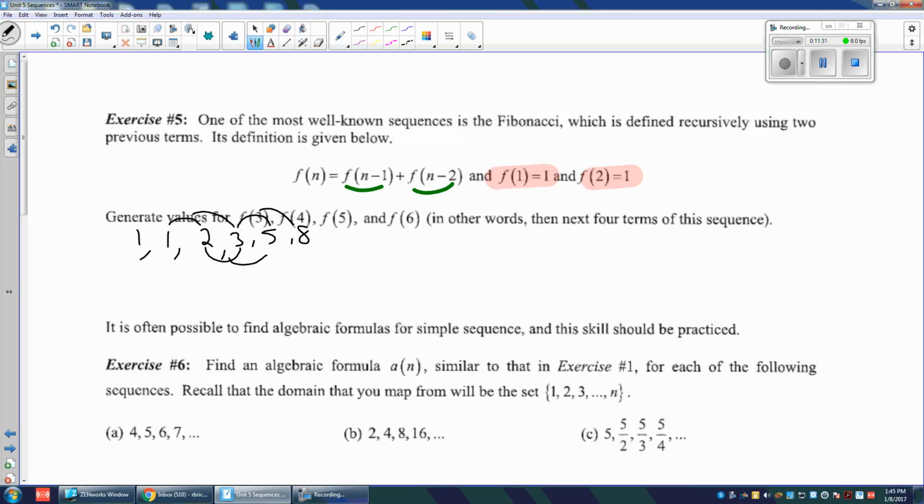On a sideline, the Fibonacci sequence is very interesting because it occurs in nature. Why don't you take a moment right now and Google the Fibonacci sequence in nature.